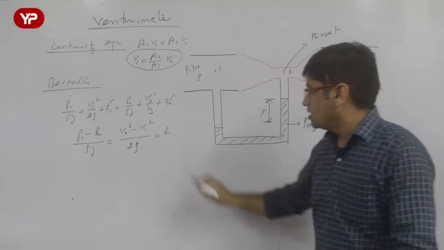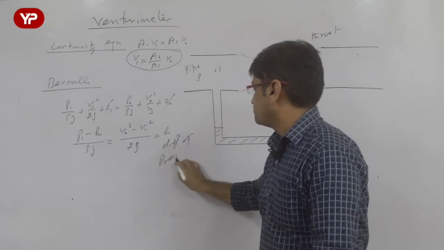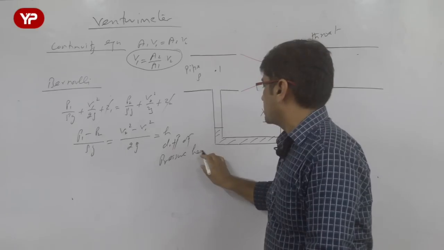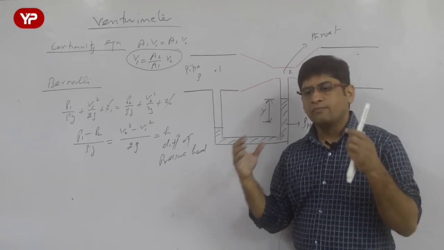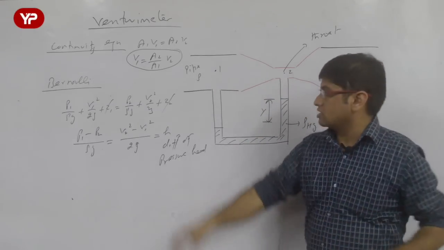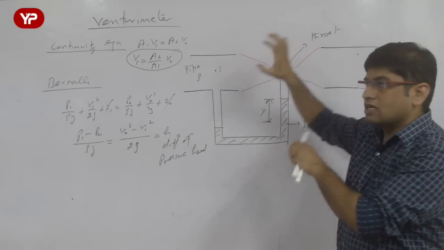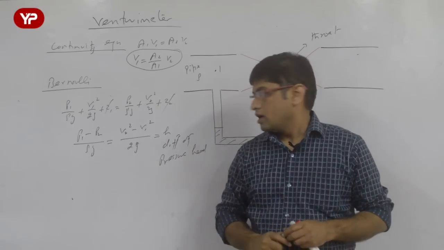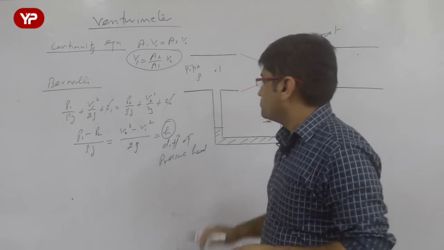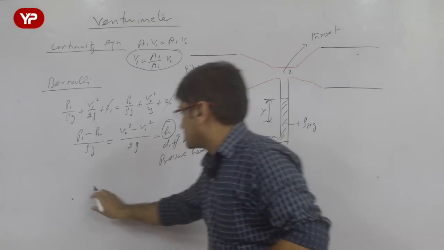Now what is small h? Small h is the difference of pressure head. This is not a loss of pressure head, this is the difference of pressure head. What is the difference of pressure head? Difference in pressure because of area change. So here area is more, pressure is more, area is less, pressure is less, and that difference in pressure is because of area change, which I can measure in terms of velocity. Now we will calculate what h is using the manometer. We will calculate that also, but before that let's go for this expression.